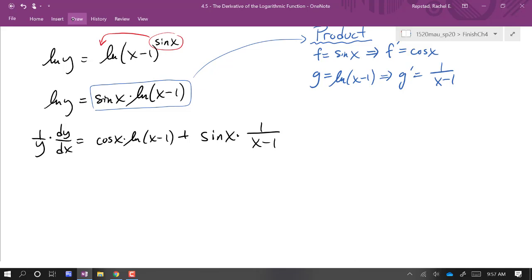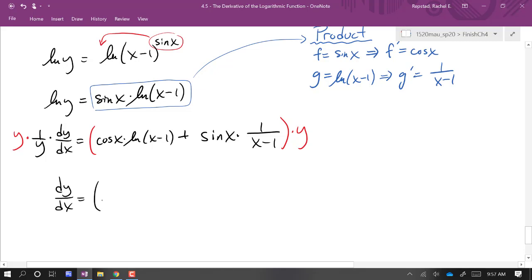Now we want to solve for dy dx. So I'm going to multiply both sides by y. Oops. It's plus. Here I'll just combine that as a single fraction, sine x over x minus 1. And then instead of times y, I'm going to replace it with the function of x that y is equal to, x minus 1 to the sine x power.